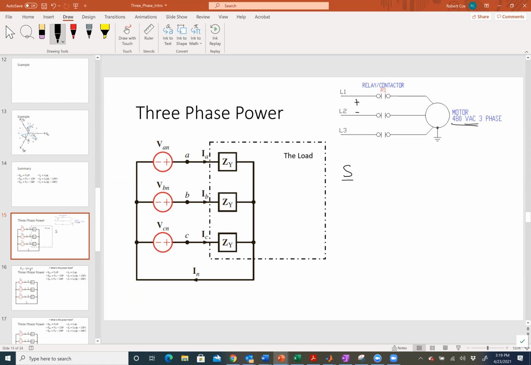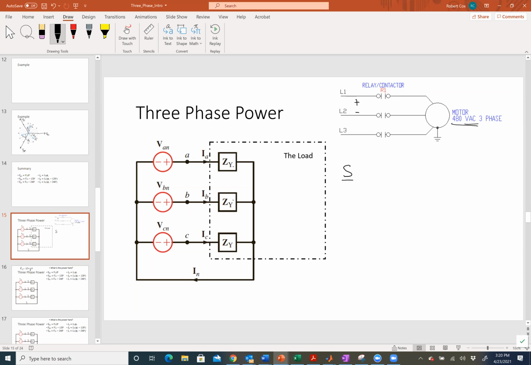One thing to remember: if I have 3 loads, this load is kind of 3 impedances. If I want to get the total power, it's going to be the summation of the 3 powers. That's going to be the total power. So it's like a superposition sort of thing, like Gideon said.